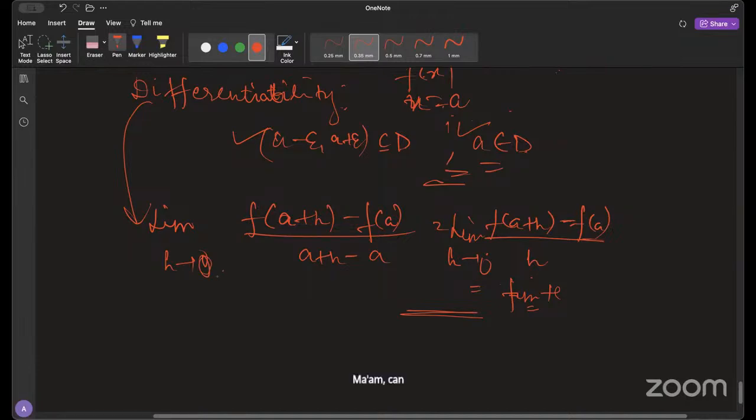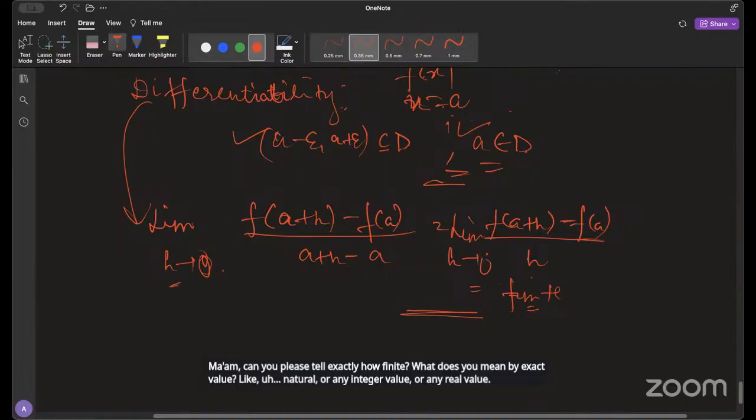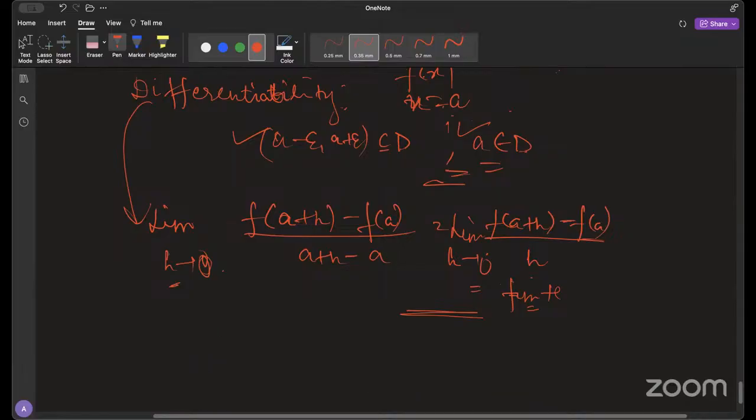Ma'am, can you please tell the exact things of finite? Do you mean by exact value, like a natural or any integer value or any real value? You're talking about H, right? No, ma'am. H I understood, but the finite you are saying.